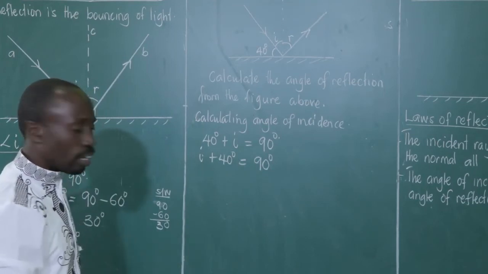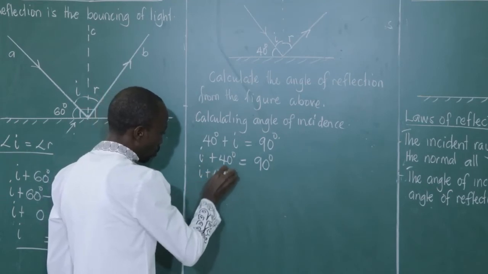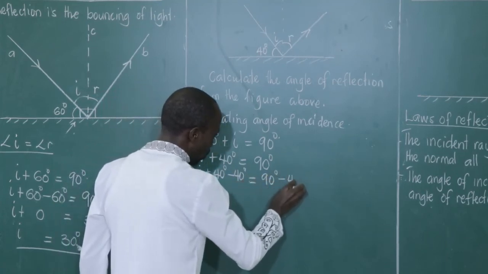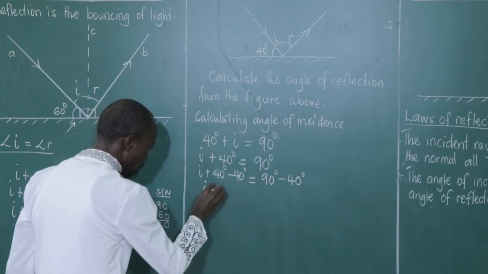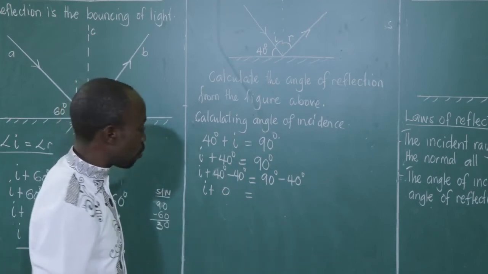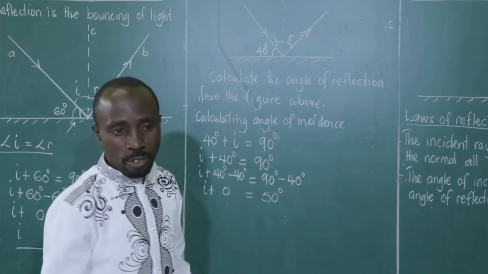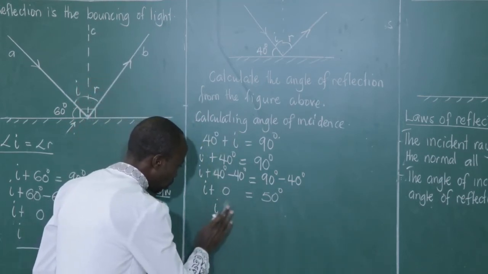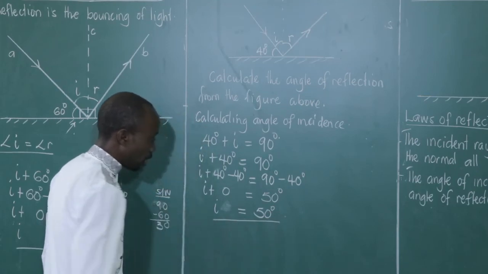Okay? In the same way, we shall collect like terms. We shall have I plus 40 degrees minus 40 degrees is equal to 90 degrees minus 40 degrees. Okay? As simple as that. What do we have? I plus 40 take away 40 is 0, is equal to 90 take away 40, that gives us 50. But if you can't do that, please, I advise, use side work. Always use side work in order to come up with the right answer. Okay? So in other words, I alone is equal to 50 degrees. As simple as that. But that's not the answer.